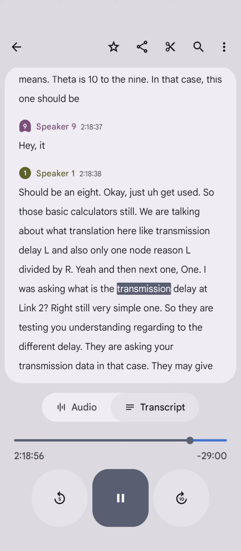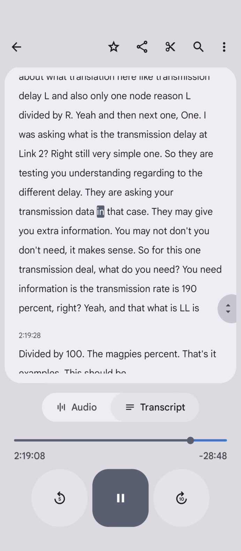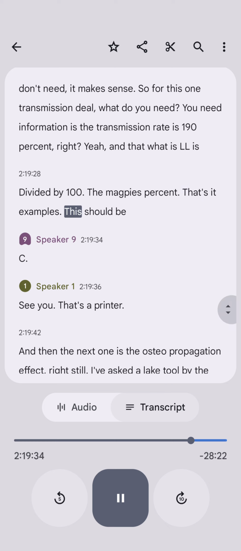Next one, I was asking, what is the transmission delay at link 2, right? Still a very simple one. So they are testing your understanding regarding the different delays. They are asking for your transmission delay. In that case, they may give you extra information, but you don't need it. Make sense? So for this one, transmission delay, what do you need? You need the transmission rate, which is 100 megabit per second, right? Yeah. And then what is the L? L is 8,000 bit. So in that case, it's 8,000 divided by 100 megabit per second. Got it? In that case, this should be C. See, you guys are pretty good.